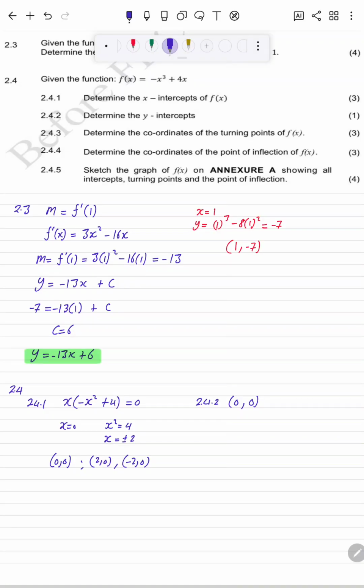And then 2.4.3, this is where calculus matters. So the coordinate of the turning point. How do we get the coordinate of the turning point? So that is 2.4.3.